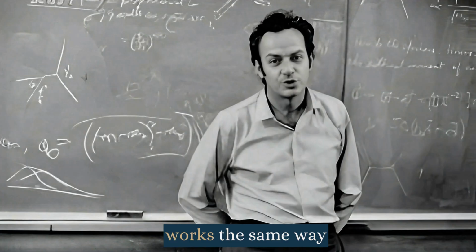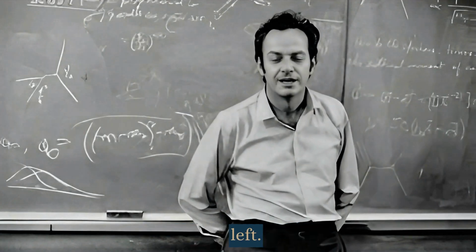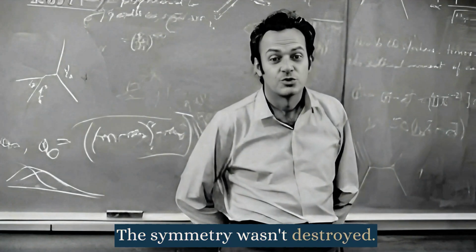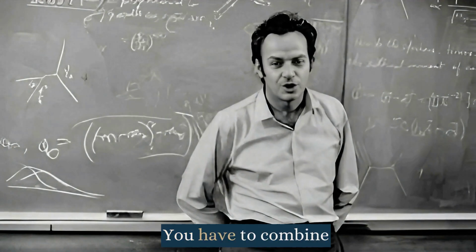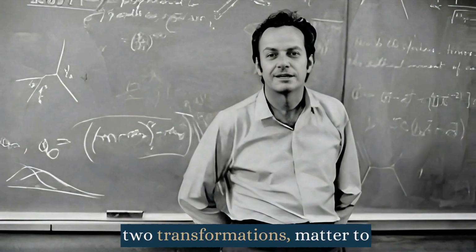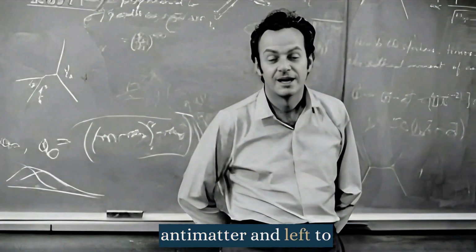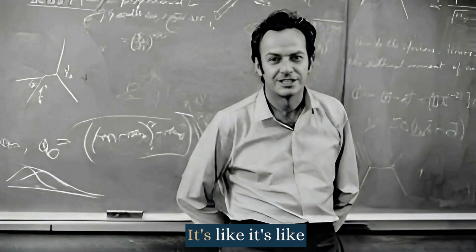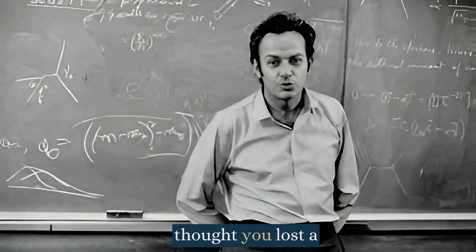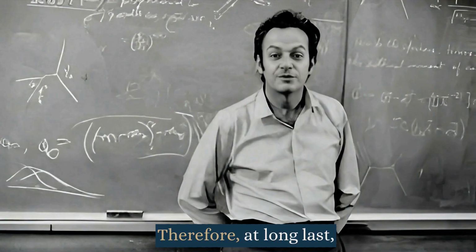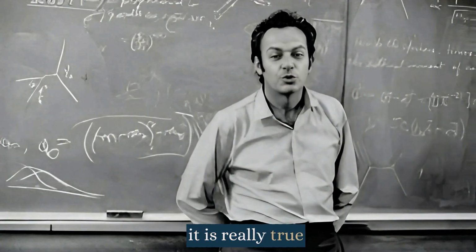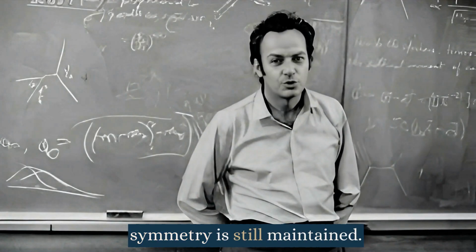Matter to the right works the same way as antimatter to the left. The symmetry wasn't destroyed. It just got hidden in a more complicated way. You have to combine two transformations, matter to antimatter and left to right, to recover the symmetry. It's like a puzzle where you thought you lost a piece, but it was just hiding under another piece. Therefore, at long last, it is really true that right and left symmetry is still maintained.